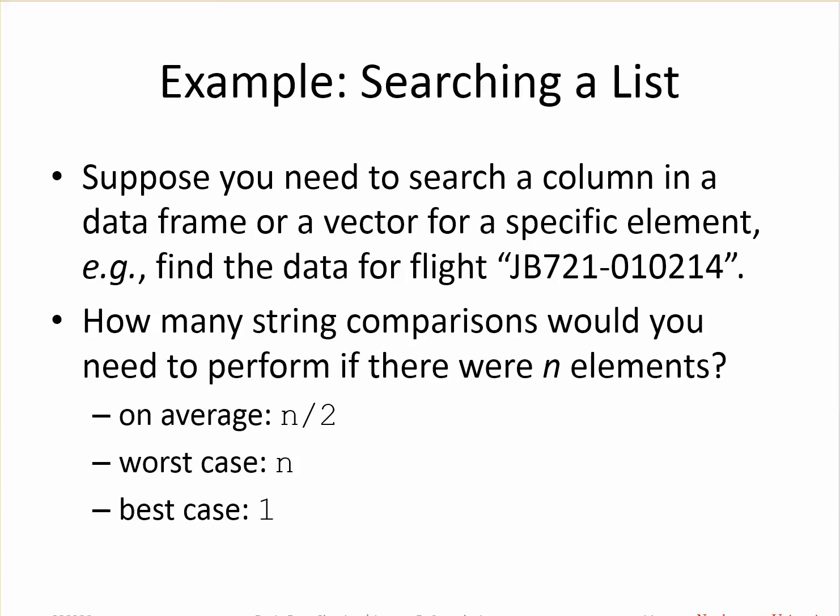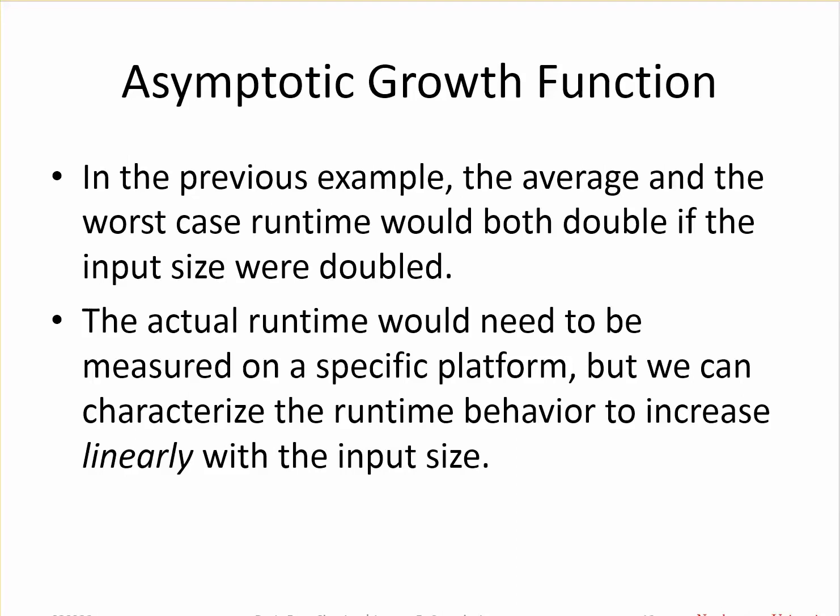But if you think asymptotically, just from a growth perspective, if you had a data frame with, let's say, 1,000 flights, it would take some amount of time to run. If you then had a data frame of 2,000 flights instead of 1,000, in other words, double the number of flights, how many comparisons would you need to make in the best case or in the worst case? Well, twice as many. Doesn't matter what n is. In the average case, you have to do n/2 comparisons, but it's still twice as many comparisons on average than if you had half the data set. So the actual runtime would need to be measured on a specific platform, but we can characterize the runtime behavior to increase linearly with the input size.